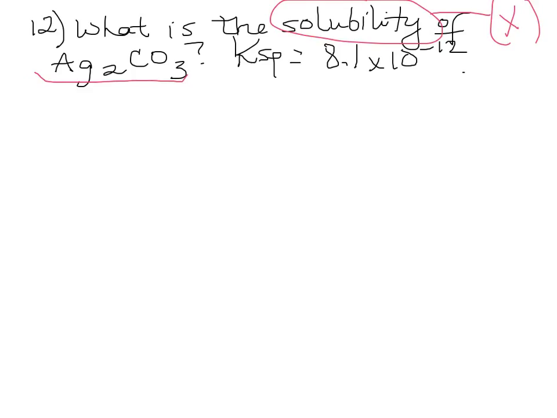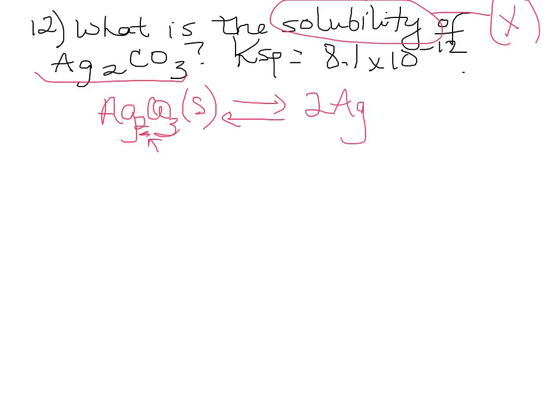So again, as always, the first thing you want to do is write out your equilibrium. Okay. Since silver carbonate is insoluble or slightly soluble, we're going to call it S for solid. When it dissolves, it dissociates into the cations and anions. There are 2 silver ions. Silver always has a charge of +1. That's soluble, so there's an AQ, aqueous. And there is 1 carbonate polyatomic. Carbonate has a charge of -2.